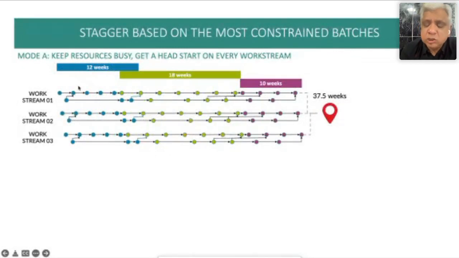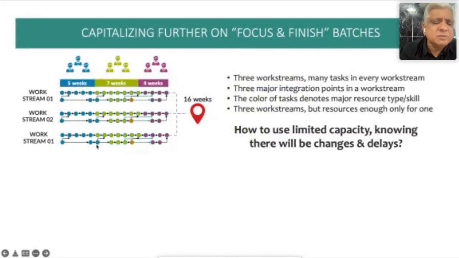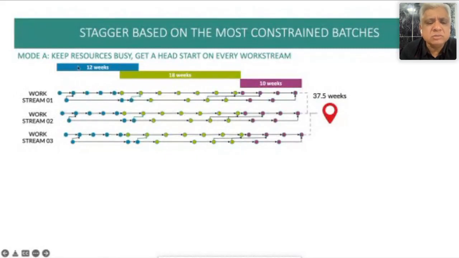So instead of taking 5 weeks plus 5 weeks plus 5 weeks, which is 15 weeks, we will get the blue work done in 12 weeks total. Similarly, instead of 7 weeks plus 7 weeks plus 7 weeks, we will get all the green work done in 18 weeks. And instead of 4 weeks plus 4 weeks plus 4 weeks, we will get all the purple work done in 10 weeks. Moreover, we will be so smart that we'll keep the work flowing. There'll be an overlap between the blue and the green, so we can get the project done in 37.5 weeks. This is how people will think, right?